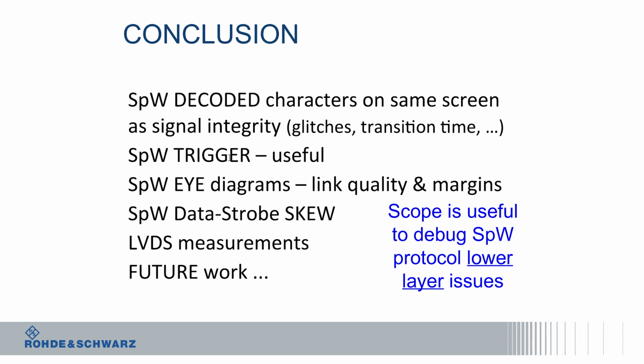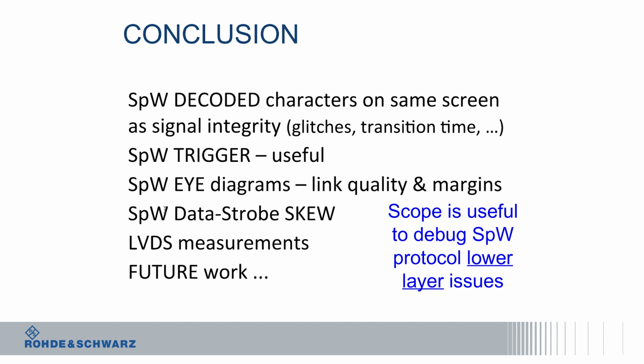We also saw that you can trigger on a SpaceWire character, which is very useful to find a particular event that occurs rarely in your communication. We also showed, on the same scope, that you can see decoded signals. We also showed the capability to see eye diagrams, which you usually use to monitor the link quality and the margins that you have in your communication.